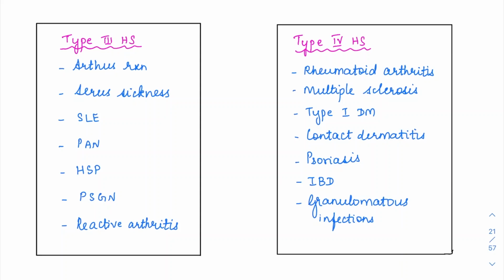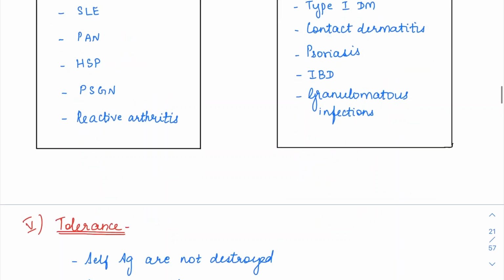Type 4 hypersensitivity, any kind of cell-mediated hypersensitivity. That is, in type 1 diabetes, we have cell-mediated hypersensitivity against the islets of the pancreas. So that is going to cause type 1 diabetes, producing decreased insulin, right? So rheumatoid arthritis, multiple sclerosis, contact dermatitis, psoriasis, all of this, and granulomatous infectious diseases, all of these are examples of type 4 hypersensitivity.